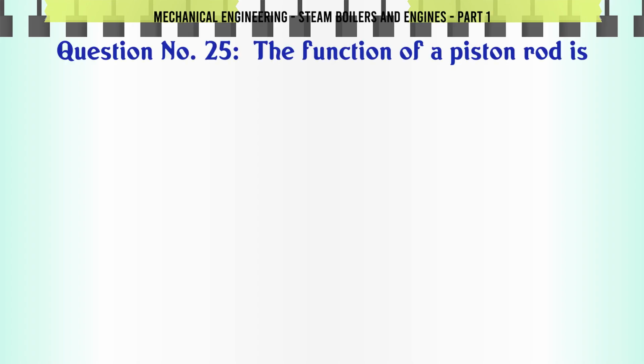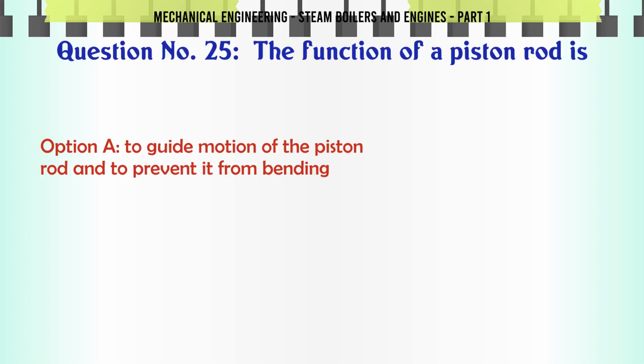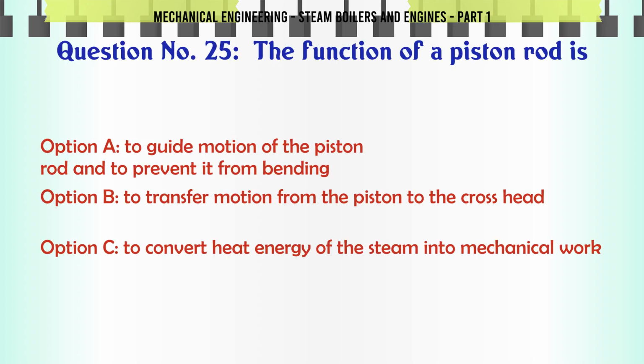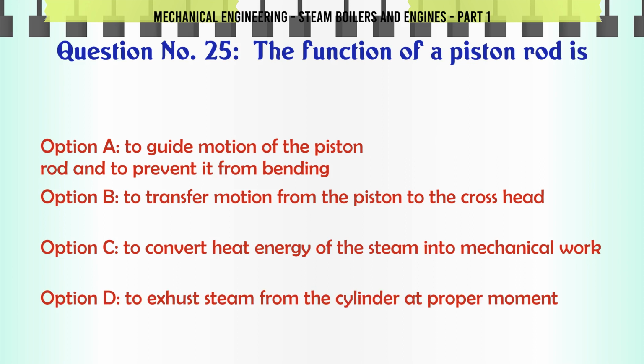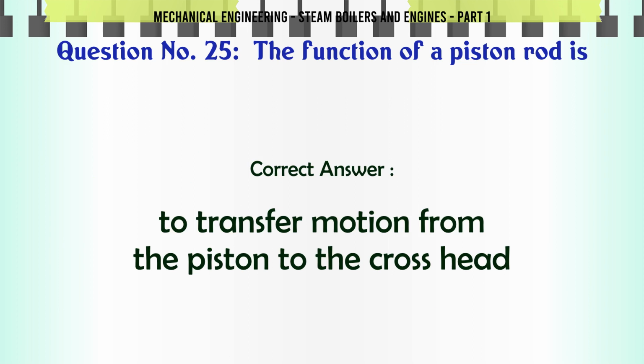The function of a piston rod is: A. to guide motion of the piston rod and to prevent it from bending. B. to transfer motion from the piston to the crosshead. C. to convert heat energy of the steam into mechanical work. D. to exhaust steam from the cylinder at proper moment. The correct answer is to transfer motion from the piston to the crosshead.